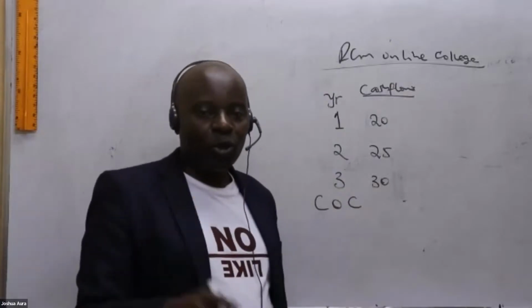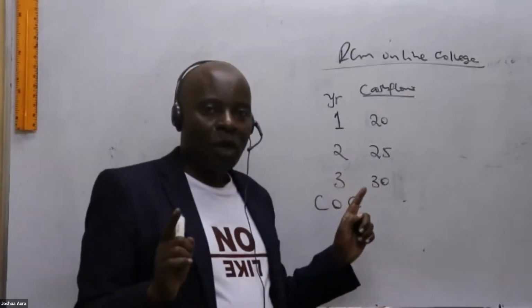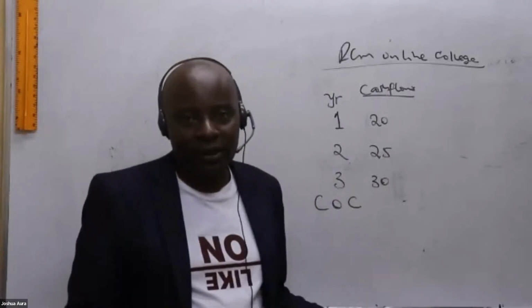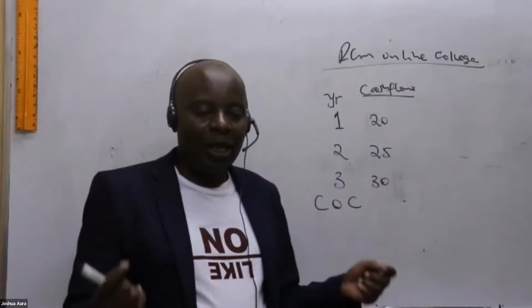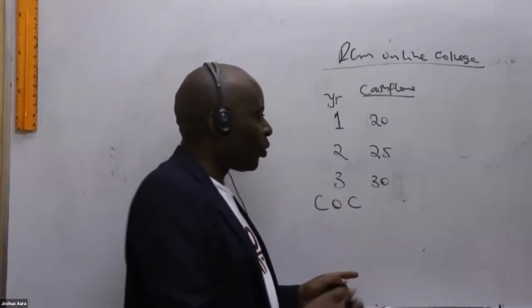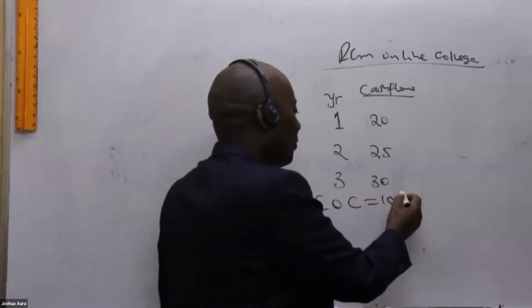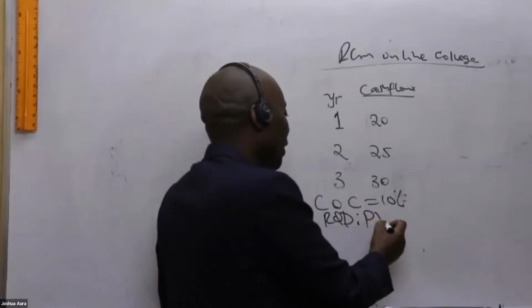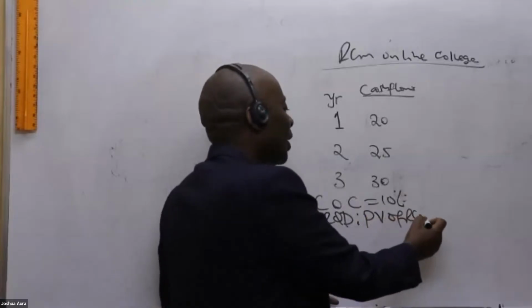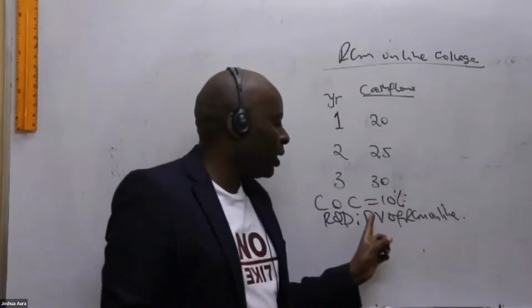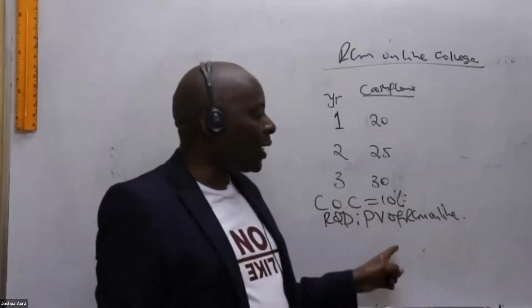So I'm showing you how to do this on the board, and then I'll show you how to do it easily in Excel, including IRR, etc. So CE stands for cost of capital. If the cost of capital is 10%, we want you to determine the present value of RCM Online College for purposes of being bought out as directors. Give us the present value of RCM Online College.